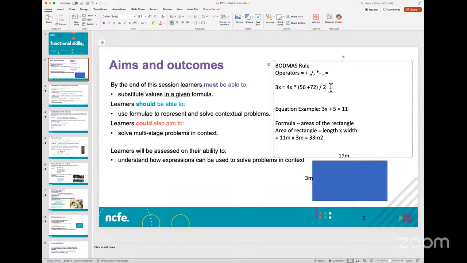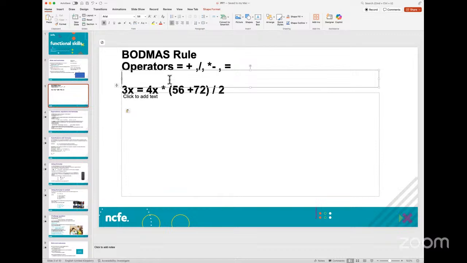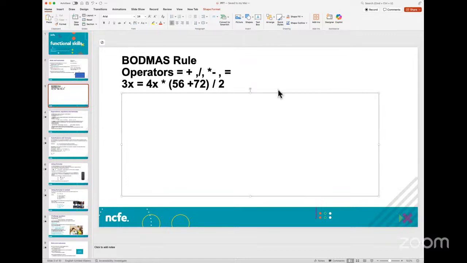Now, if I were to solve this equation using the BODMAS rule, and if I take this to a new slide, just to explain, this is what I was looking at solving. I would start with the first step, which is to solve the bracket, because I'm following the BODMAS rule. The bracket is 56 plus 72. So 56 plus 72, how much is that? Any idea? 56 plus 72 is equal to 128.